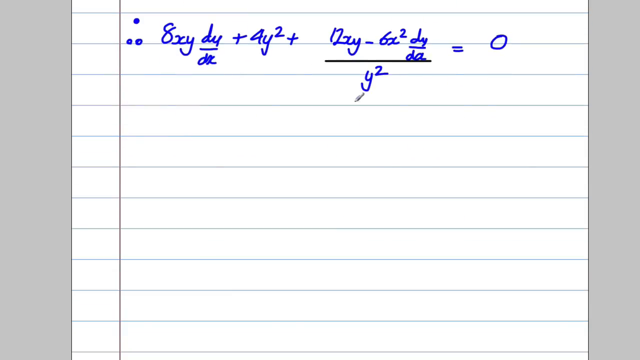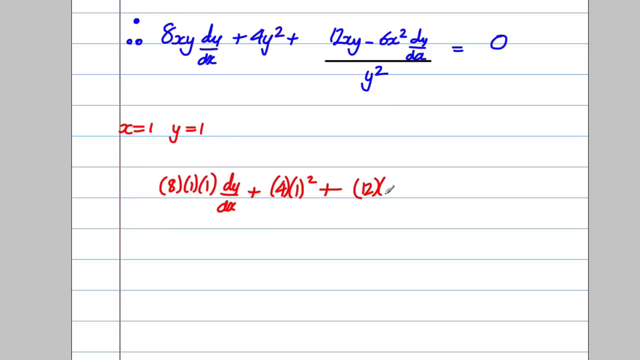So let's at this point substitute in x equals 1 and y equals 1 now, before we start getting confused with our algebra. So let's do that. What would we have? We'd have 8 multiplied by 1 multiplied by 1 dy by dx plus 4 multiplied by 1 squared plus 12 multiplied by 1 multiplied by 1 subtract 6 multiplied by 1 squared dy by dx, and all of that over 1 squared.